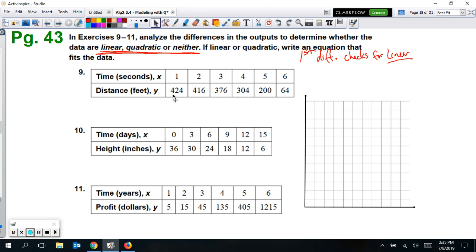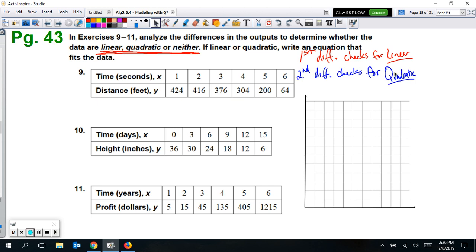Your first differences, the first time you look at the differences, will check for linear. If your first differences are all the same, then that would be a linear function. So write this down over here next to this. First differences checks for linear.